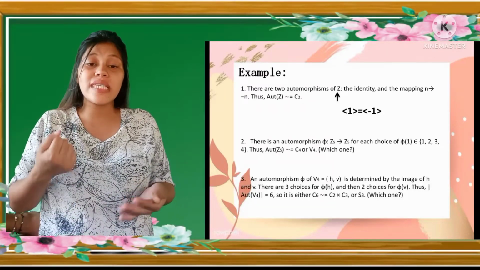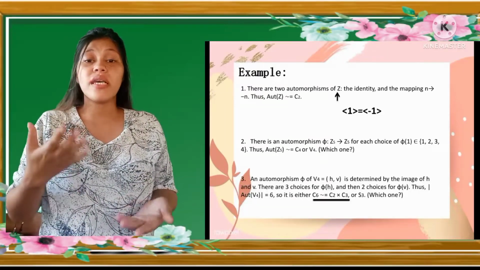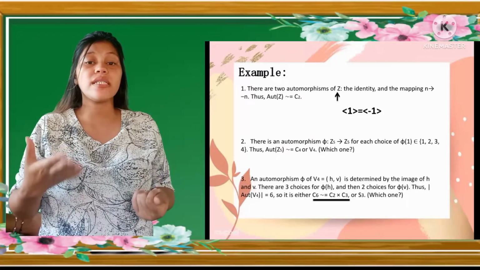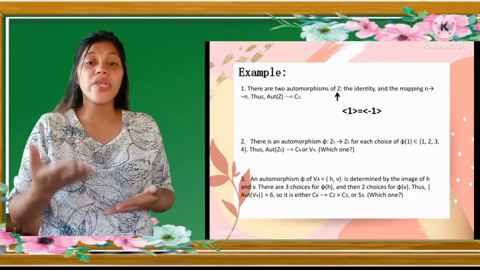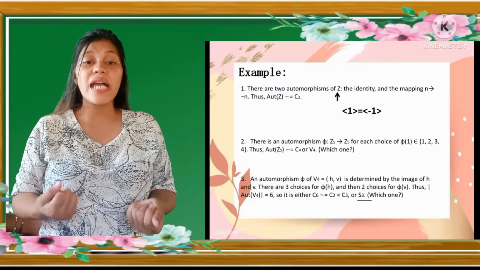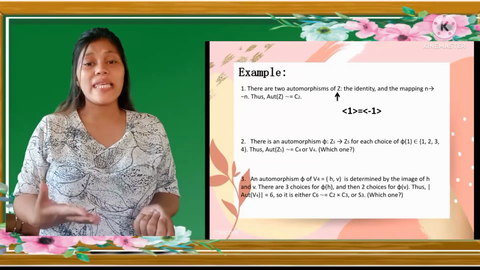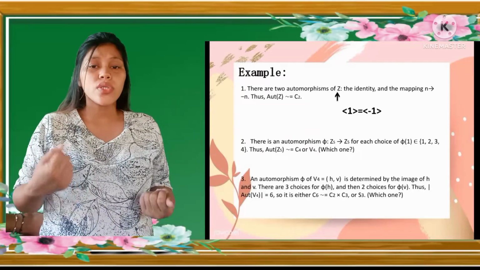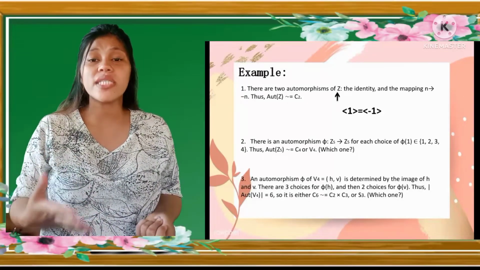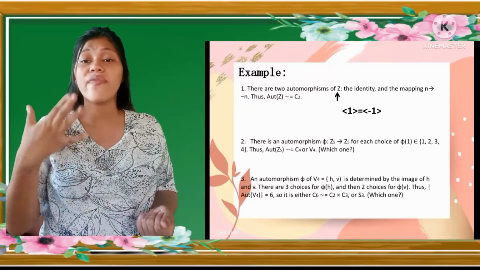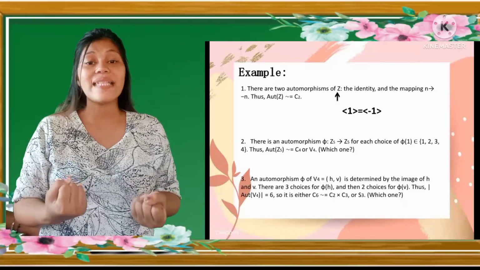There are only 2 groups of order 6 up to isomorphism. Namely, there's the cyclic group C6, which is isomorphic to C2 cross C3, and there is the symmetric group S3, which is isomorphic to D3 as well. So, which one is this automorphism group? It is easy to check. Just take the automorphisms of D4 and see if they form an abelian group or a non-abelian group.